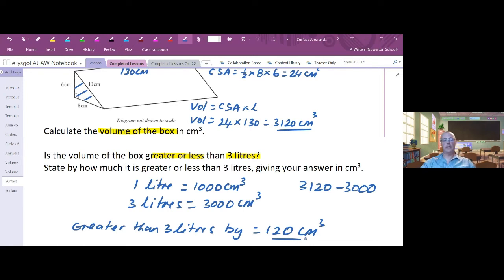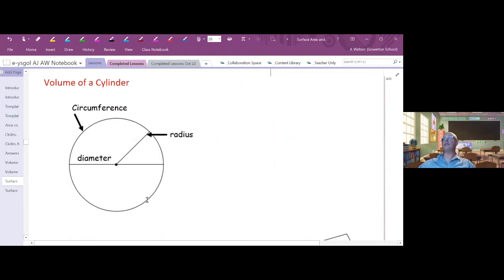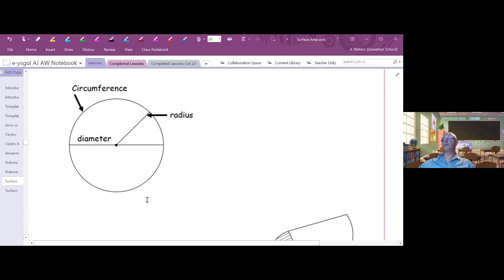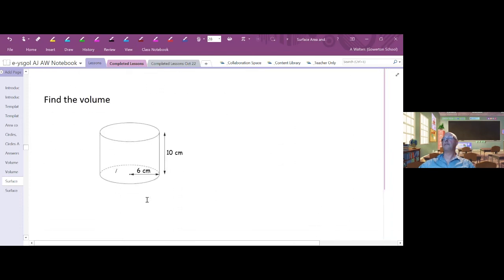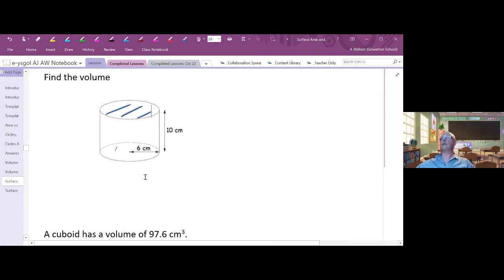The next question, okay, is to do with circles, or it's a cylinder. So we mentioned the area of a cylinder, or the area of a circle, is pi r squared. So in this case, the radius is 6 centimeters. So we are asked to find out the volume of that. So the volume now, the cross-sectional area times the length, right? The cross-sectional area is pi r squared, right?